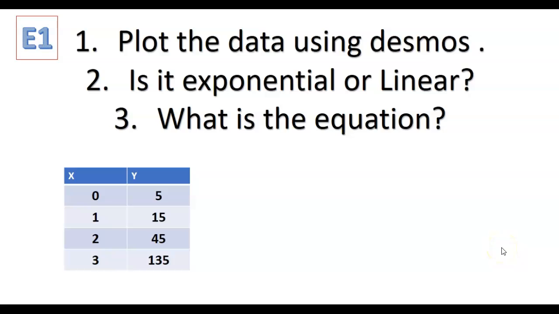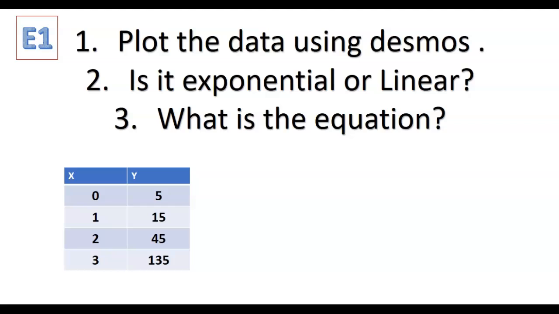So far this year, we've learned about two kinds of equations. We've learned about linear equations, and we've learned about exponential equations. So, how do we tell what kind of data we're looking at? Well, sometimes you can tell from the chart by looking at the numbers. Do you multiply to get to the next number, or do you add to get to the next number?